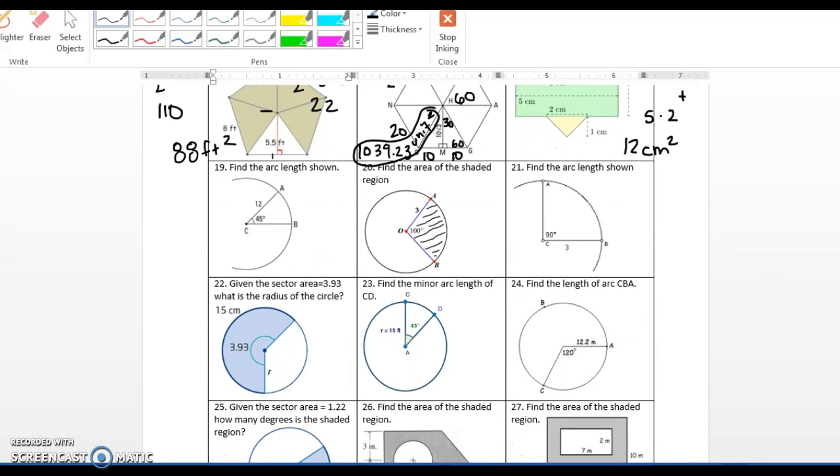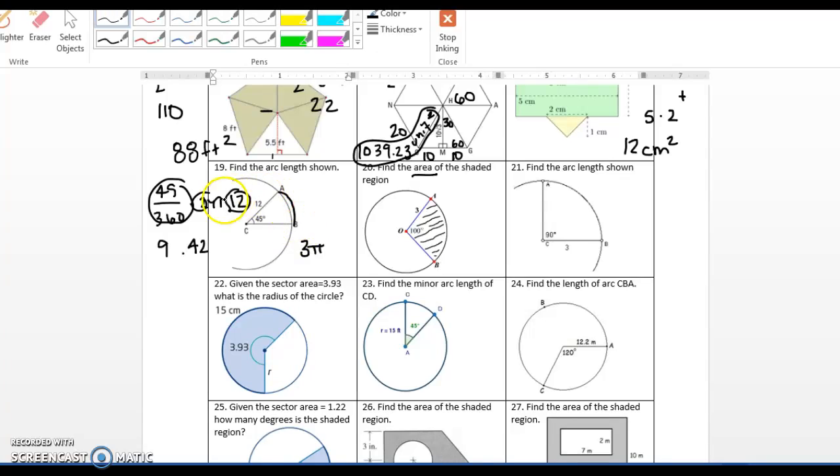Number 19, find the arc length shown. So we're looking for this arc length right here. The formula is x degrees, 45, divided by 360, times the circumference of the circle, 2 pi r, which is 12. Multiply that out, and you get approximately 9.42. In terms of pi, it's 3 pi, because you just do all of these values first and leave pi to last.